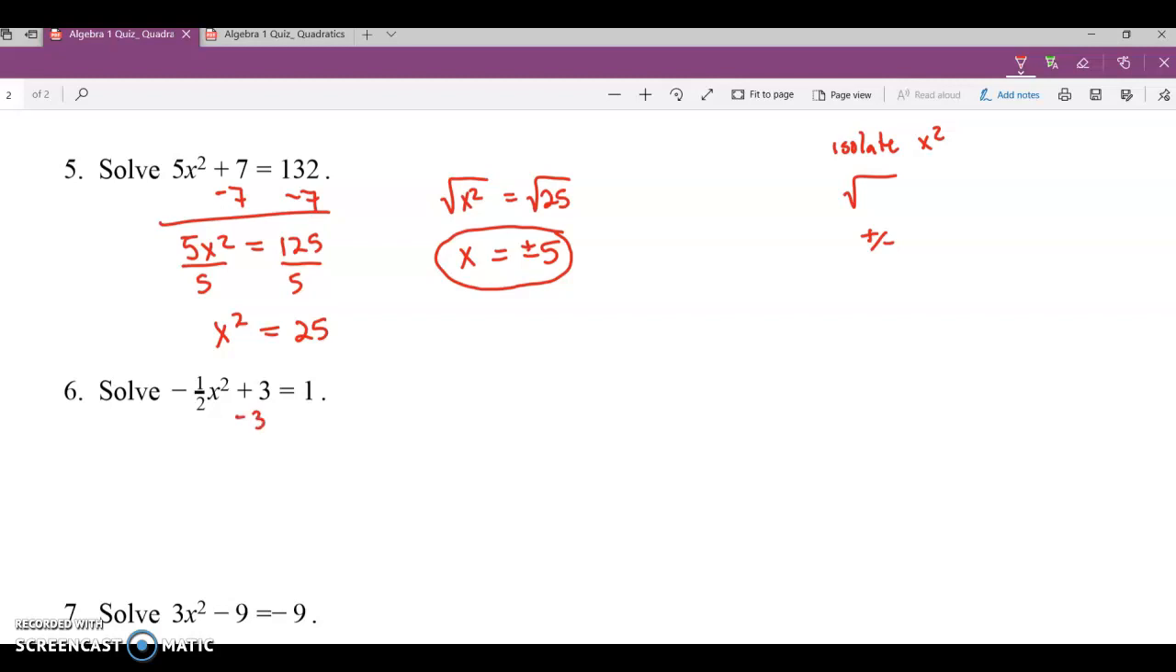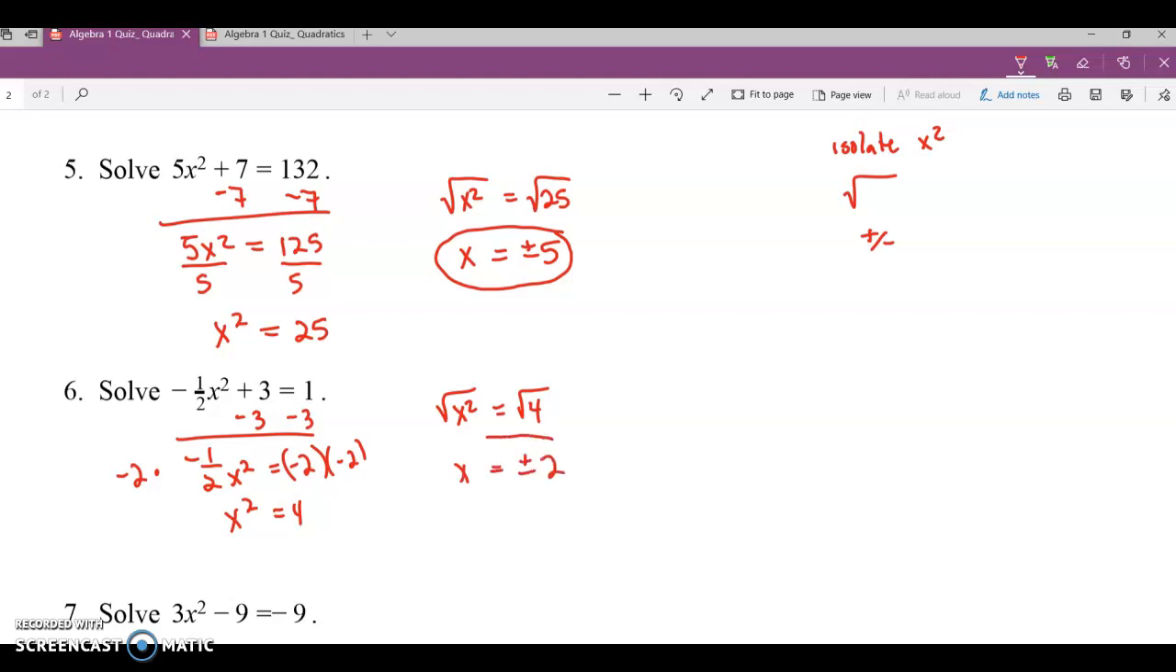Next equation, I'll subtract 3. I will divide by negative 1/2, which is really the same as multiplying by negative 2. And I get x squared equals 4. Okay, hey, that's lucky again, a nice perfect square. So I'll take the square root of both sides. I won't always get lucky like that. X equals plus or minus 2. And you can plug that back into your equation to check that it works.